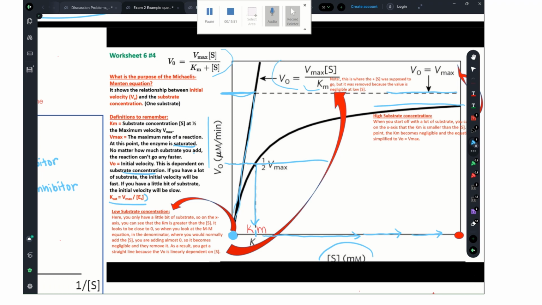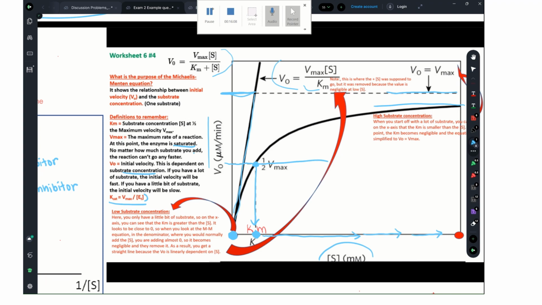Okay, and the second situation is when you have the substrate concentration equal to the Km. So that's right here. At this point, that's half the maximum velocity. So half of the enzyme binding sites are full.